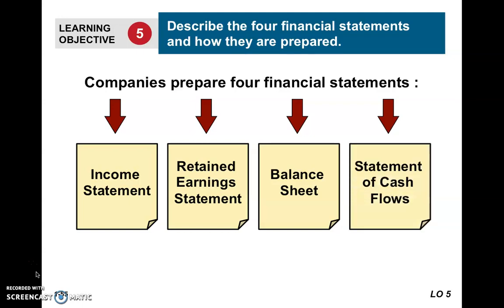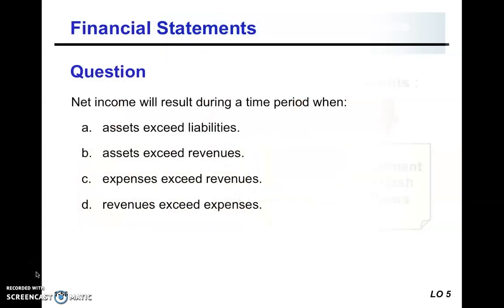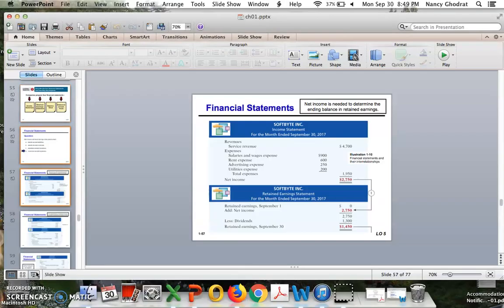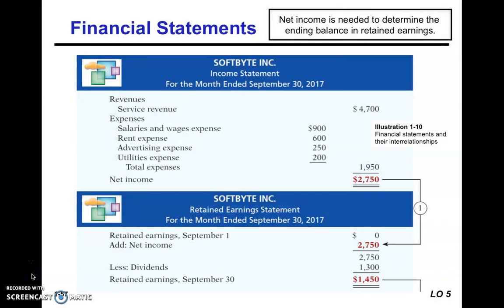And the last one that has a chapter dedicated to it is the statement of cash flows. This statement is the only statement that is prepared on cash basis, and it shows the sources and uses of cash. It is important to remember the order of the financial statements, and you have an example for the month of September for SoftBite.